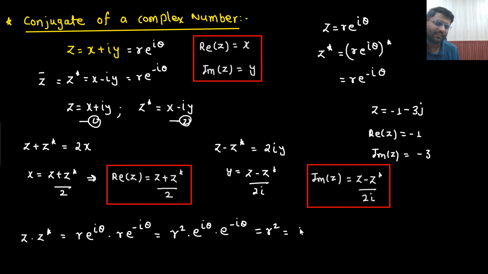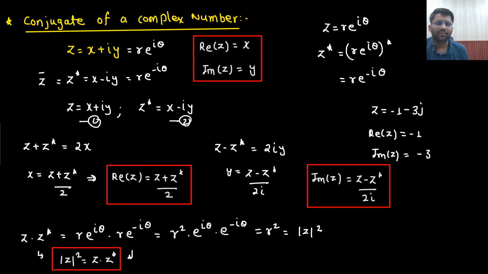Now what is r? r is nothing but magnitude of Z. So whenever you are supposed to calculate the magnitude, what you need to do? Magnitude of Z square will be nothing but Z multiplied with Z conjugate. This thing I will be using again and again in some questions. Magnitude of Z square will be nothing but Z dot Z conjugate. Will you be able to understand this?